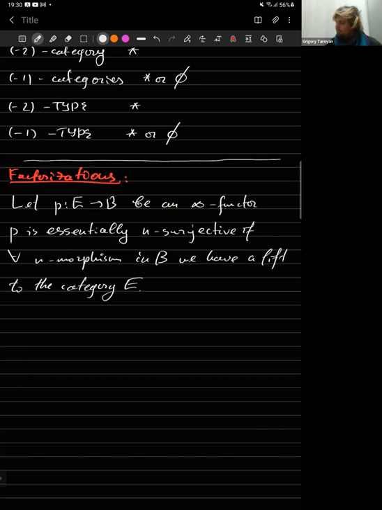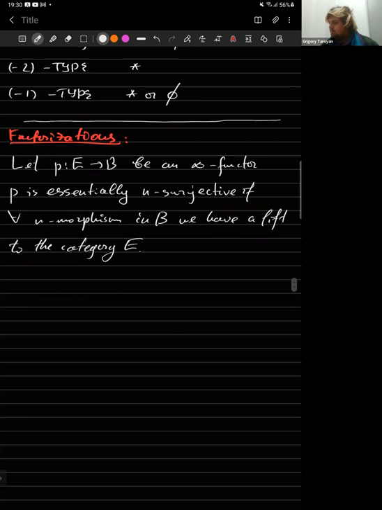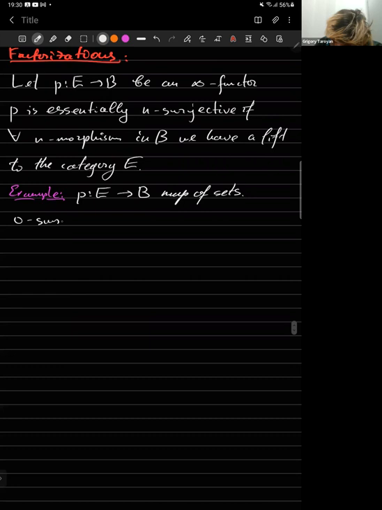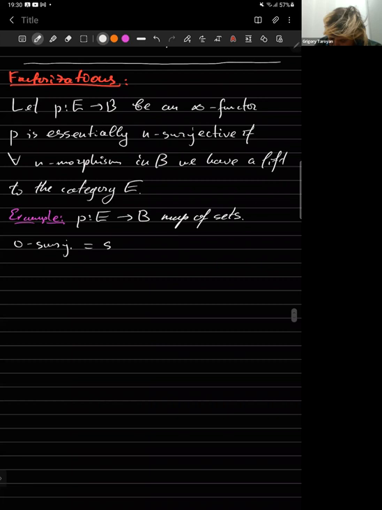Okay, so let's consider an example, which was already sort of done last time, but I will repeat it anyways. So the simplest kind of categories are just sets. We can consider a functor between such categories, which is just a map of sets. And so zero surjectivity, or essential zero surjectivity, but I will drop the word essential from now on, is the same as surjectivity on zero morphisms, aka objects. So this is equivalent to ordinary surjectivity.